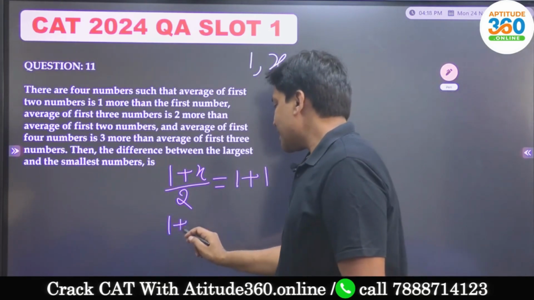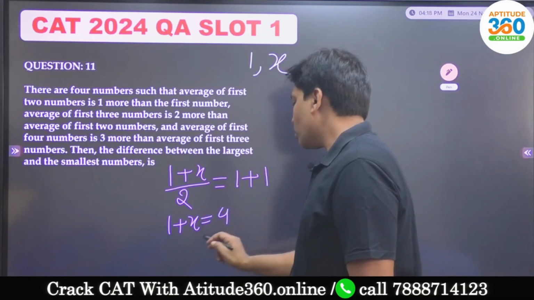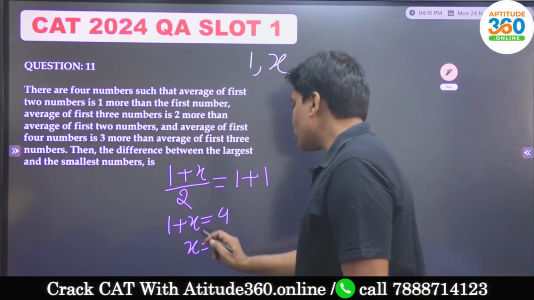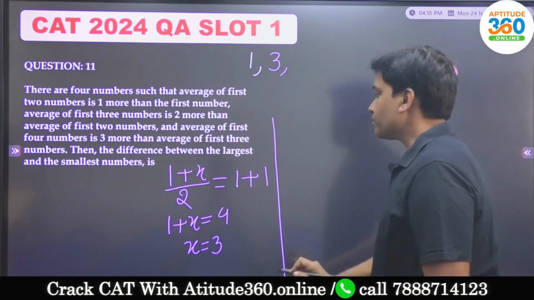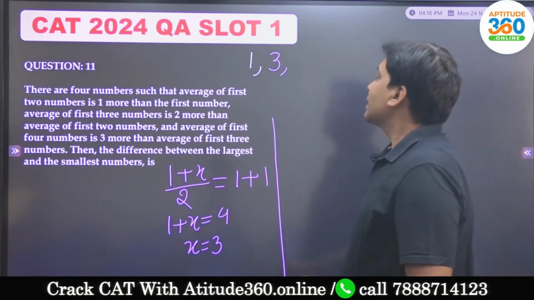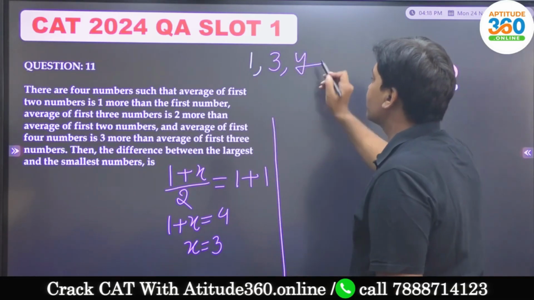So 1 plus x comes out as 2 into 2, which is 4. So the value of x is nothing but 3. What is my second number? My second number becomes 3. Clear hai? Now let us take the third value as y.